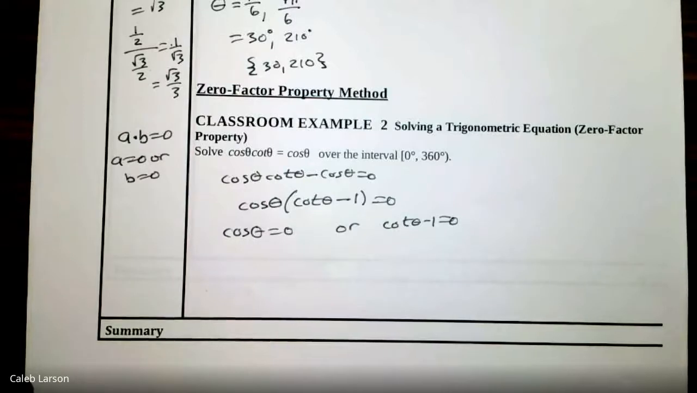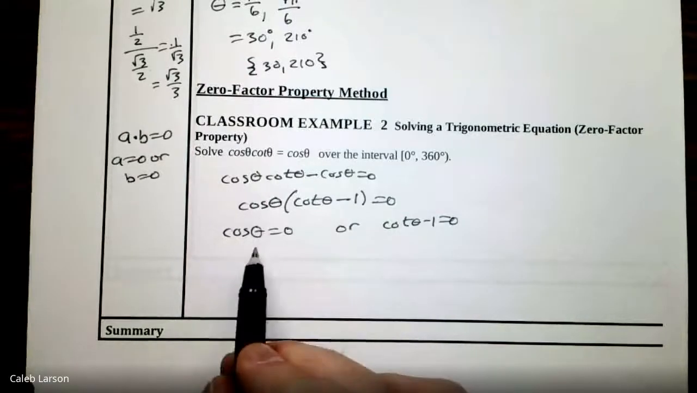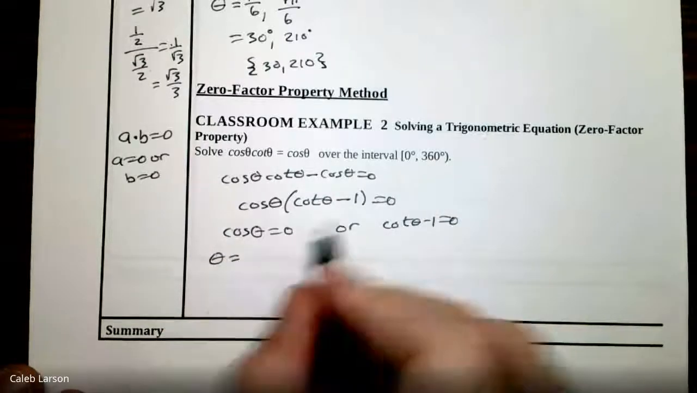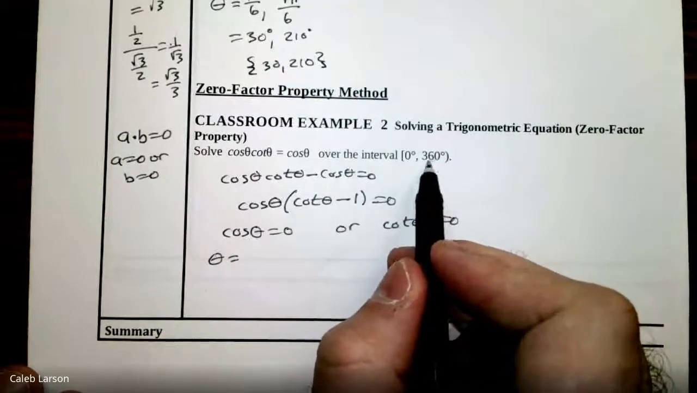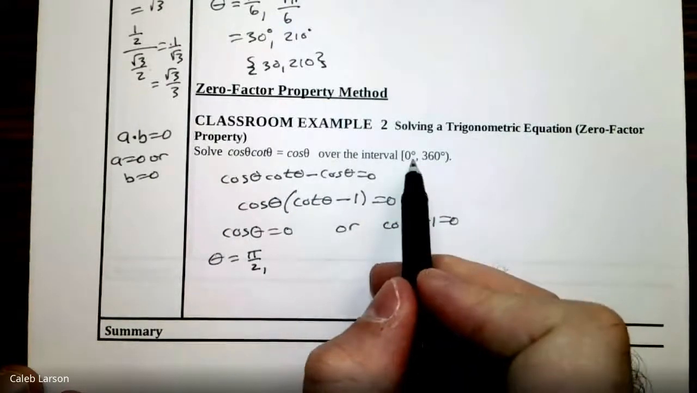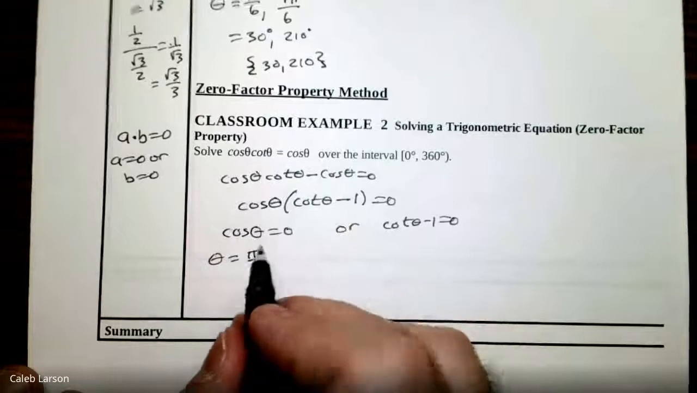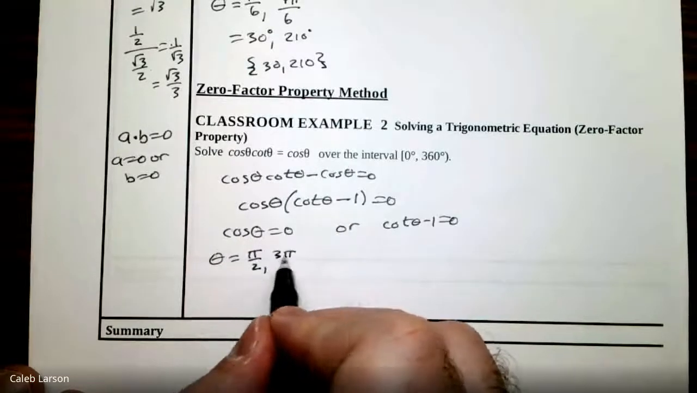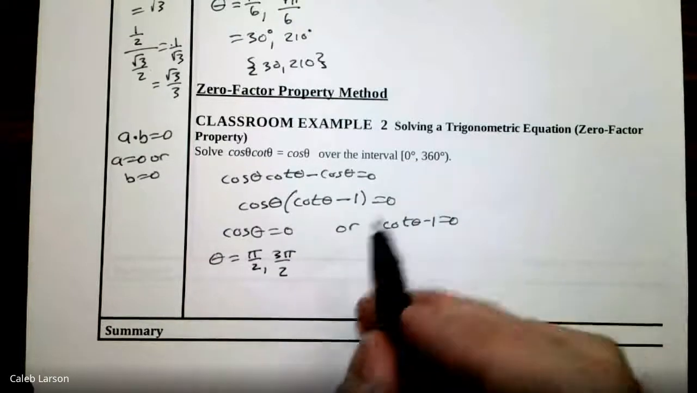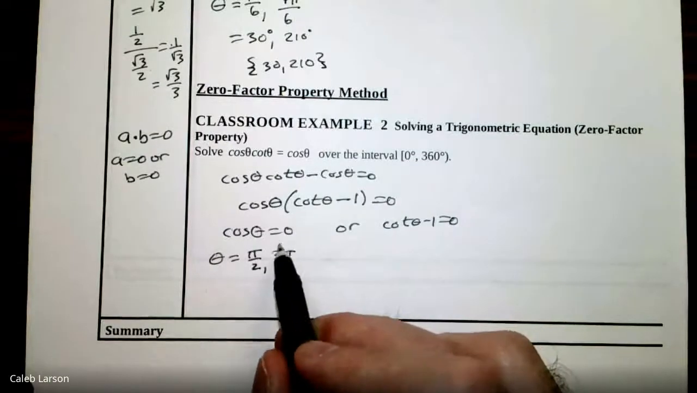Okay? And so for the left side here, the cosine of theta is 0 when theta is between 0 and 360. Remember, cosine is that first coordinate. So we're going to have pi over 2. And what else? Cosine is 0 at 3 pi over 2. That would be our two solutions for cosine of theta equals 0.